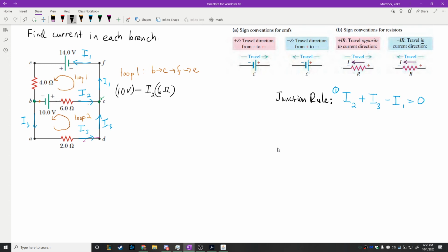Keep going. We get to here. Y'all tell me what I'm going to write down now. The loop continues this way, so we're traveling, the path is to the left.